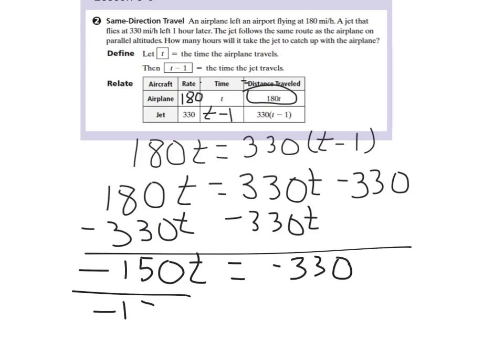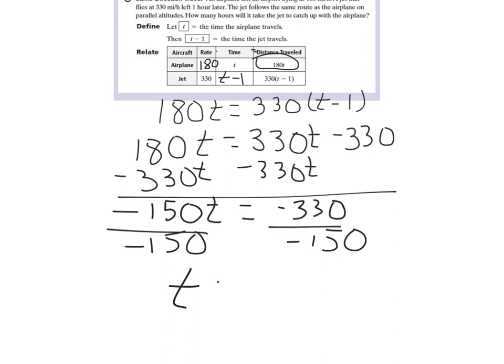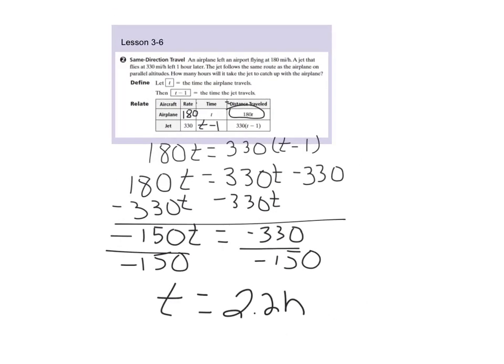Okay, I'm going to divide both sides by 150. And my time is going to equal 2.2 hours. So after 2.2 hours of the airplane traveling, the jet will catch up. So the question asks, how many hours will it take the jet to catch up, which is the faster plane? So the jet will catch up, and I want to encourage you to just write a sentence like, the jet will catch up after 1.2 hours of travel time, okay? So make sure you're answering the question as well. So the jet's only going to travel that 1.2 because we have to subtract the hour that the airplane had traveled.